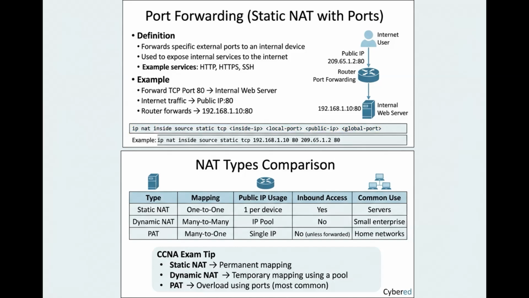Here's a quick comparison. So we have type, mapping type, public IP usage, inbound access, common use. So static NAT: one-to-one, one per device, inbound access yes, and common use is servers. Dynamic NAT: many to many, the public IP usage is a limited pool, inbound access no, common use small enterprise. And PAT: many to one, single IP, inbound access no, and commonly used on home networks.